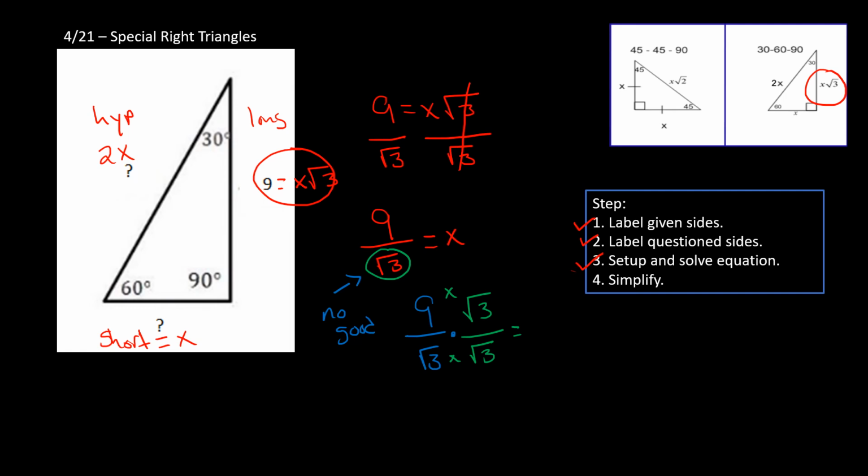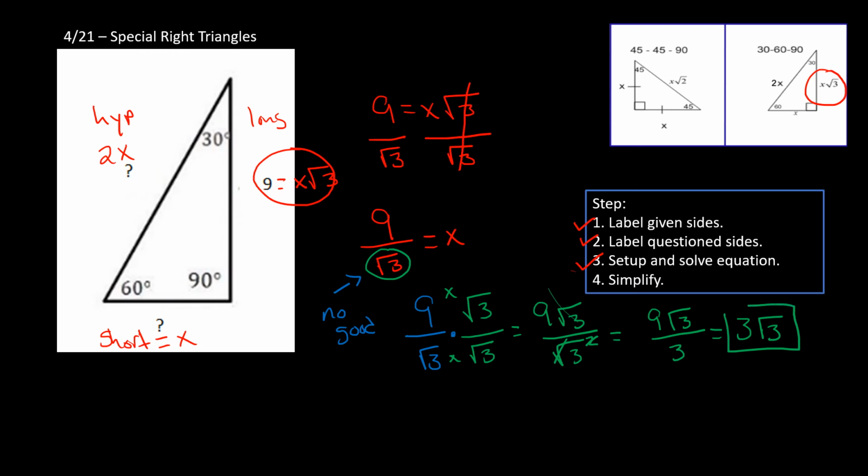We're going to get here 9 times the square root of 3 is 9 square root of 3 divided by, well, the square root of 3 times the square root of 3 is going to give us the square root of 3 squared. And what do we know about square roots and squares? Well, they simplify out. So that's going to be giving us 9 square root of 3 over 3. Now we're almost done simplifying, but we can go ahead and finish this up here by identifying that 9 divided by 3 would give us 3, and we bring this square root of 3 over.